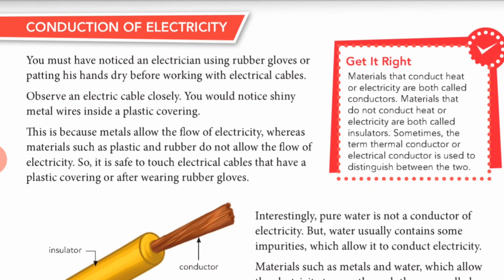Same if we discuss the conduction of electricity. It is the material through which electricity can pass easily. It is called a conductor. And what is an insulator? One through which electricity would not pass. It is called an insulator of electricity.